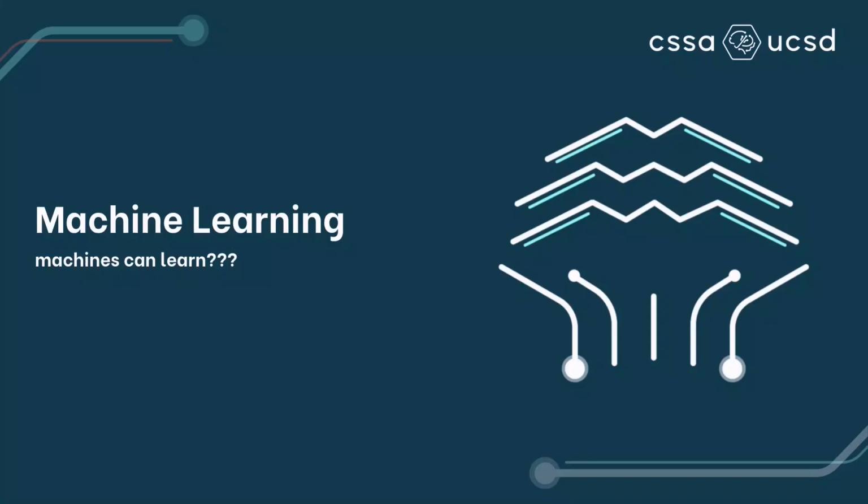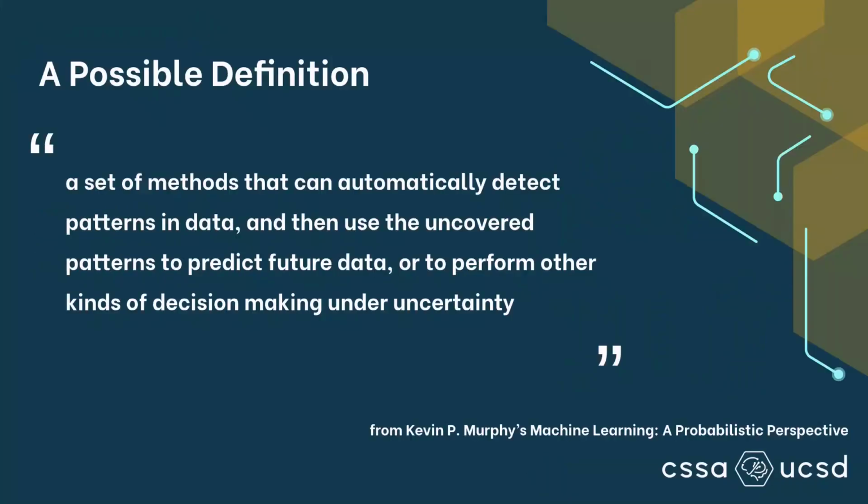Who knew that machines can learn? But what even is machine learning? A possible definition by Kevin Murphy, who wrote the book Machine Learning: A Probabilistic Perspective, describes it as a set of methods that can automatically detect patterns in data and then use the uncovered patterns to predict future data or to perform other kinds of decisions under uncertainty.